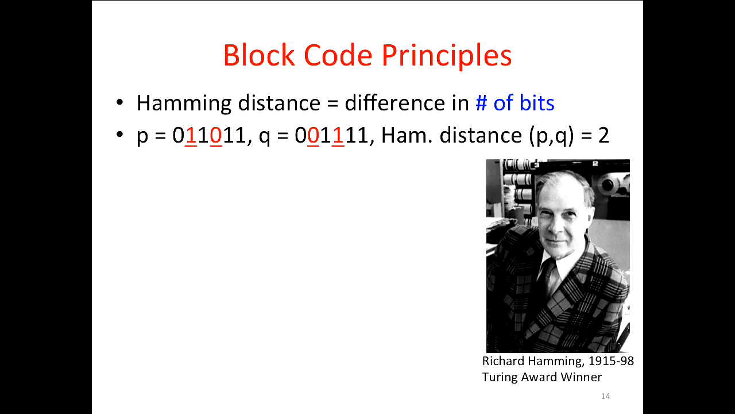So here you have this one, 0, 1, 1, 0, 1, 1, and this one, 0, 0, 1, 1, 1, 1. The red positions are where the bits are different. This is a 1, that's a 0. This is a 0, and that's a 1. So the Hamming distance between these two words is 2. That means there are 2 bit positions at which these things differ. It's a very simple concept.